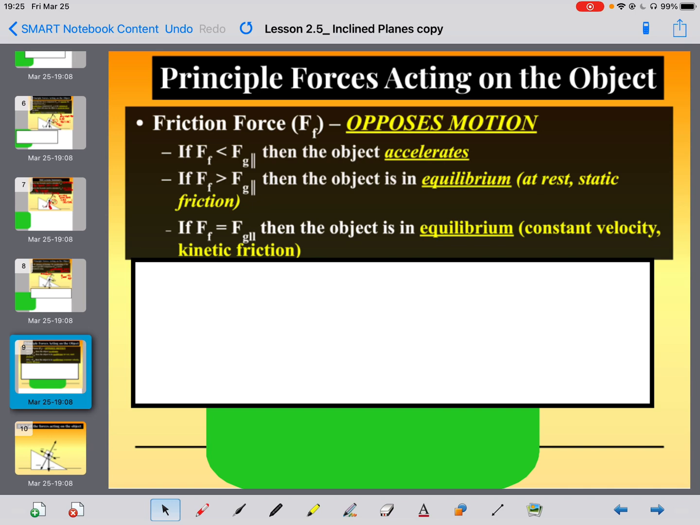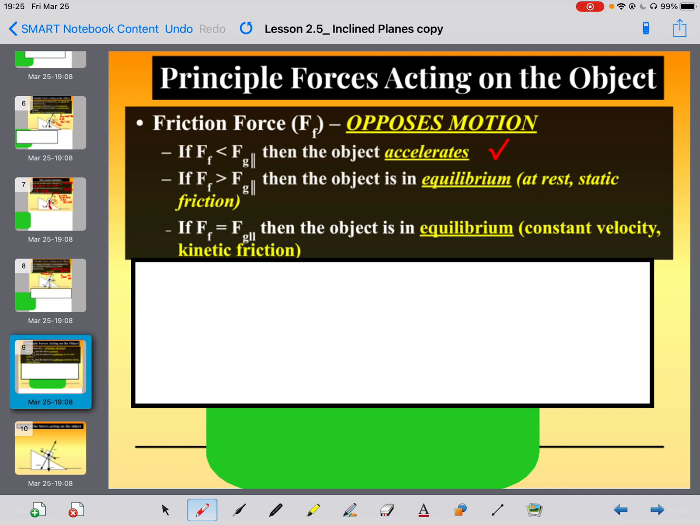So if we went through these rules, the force of friction is less than the force of gravity parallel, and the object accelerates. That makes sense compared to what we learned with horizontal surfaces. If I have a force that's bigger than another force, that's called an acceleration. An unbalanced force results in an acceleration.